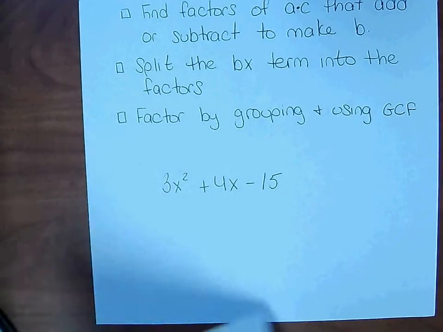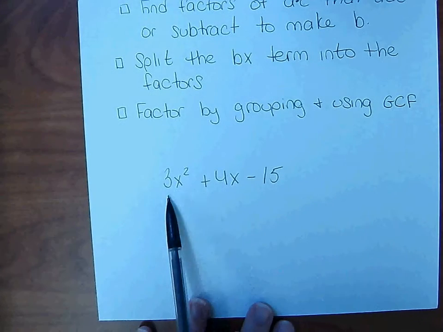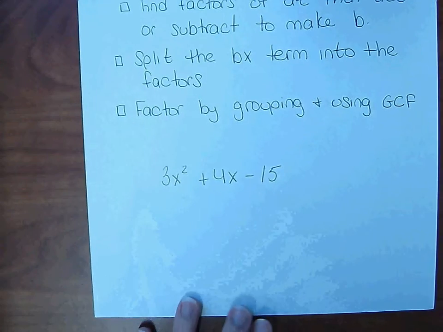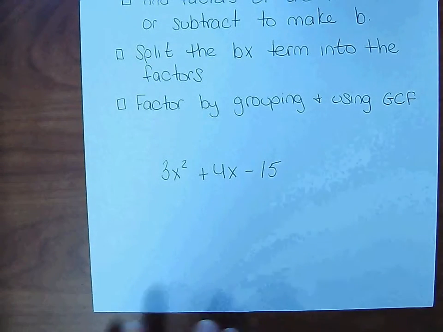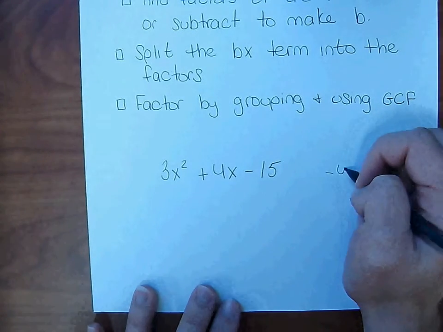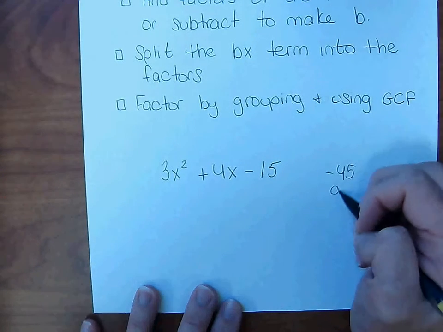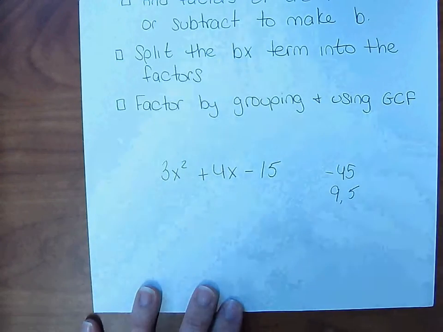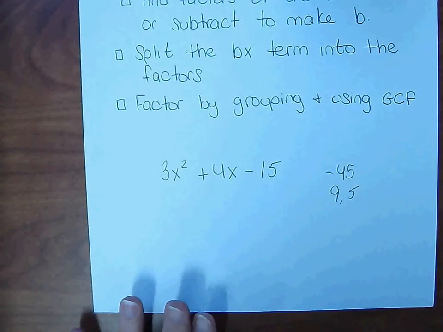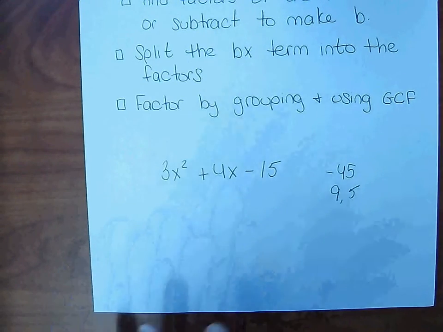So 3x squared plus 4x minus 15. Checking, there is no GCF that can come out of all three of the terms. So we're going to multiply a and c together, and that's going to be negative 45. So now I got to think of the factors of negative 45 that add or subtract to make 4. Factors of negative 45 are 9 and 5. One has to be negative because 45 is negative. And by looking at that b term, that it's positive, I know that the 5 has to be negative.